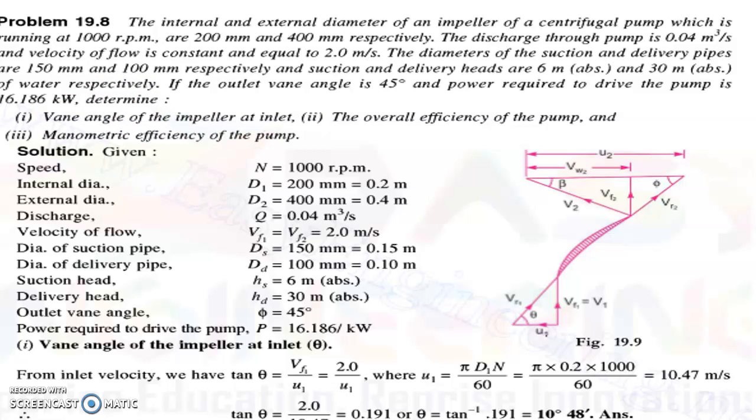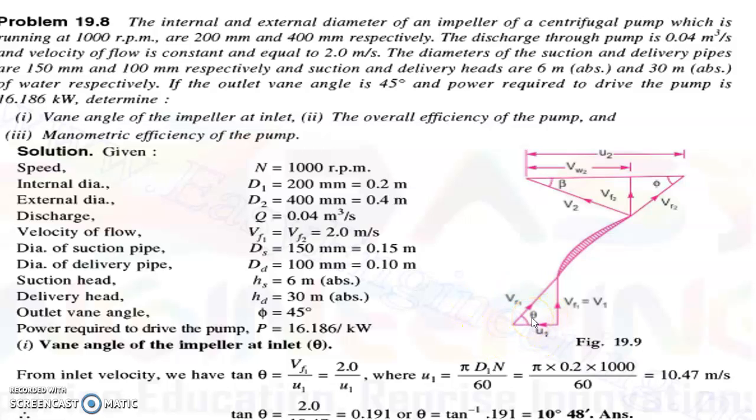Vane angle at inlet, if it is, we need to find out. That means the value of theta is to be determined over here. Overall efficiency we need to calculate, and manometric efficiency of the pump we need to find out. So simple, again we have to apply trigonometry over here so that we can find out the value of theta.